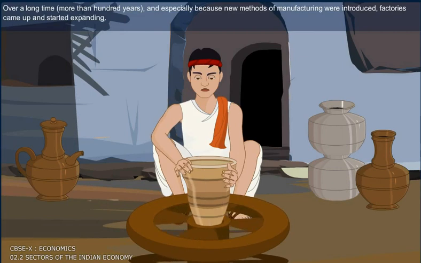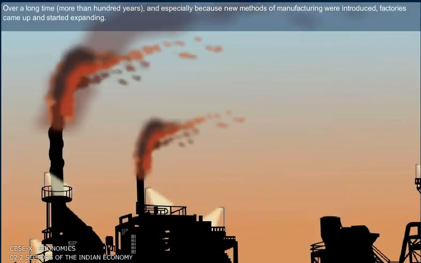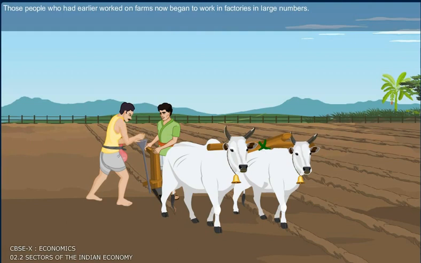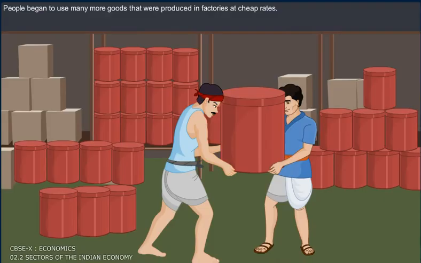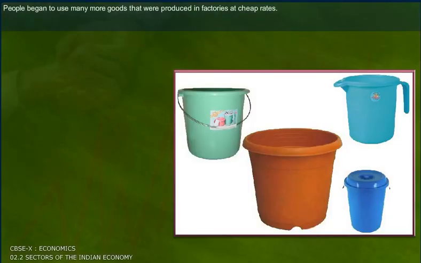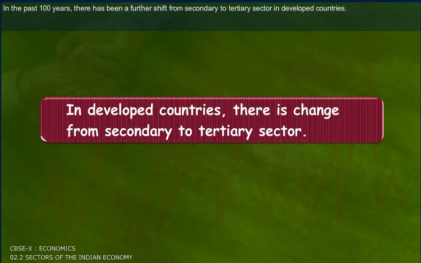Over a long time, more than 100 years, and especially because new methods of manufacturing were introduced, factories came up and started expanding. Those people who had earlier worked on farms now began to work in factories in large numbers. People began to use many more goods that were produced in the factories at cheap rates. In the past 100 years, there has been a further shift from secondary to tertiary sector in developed countries.